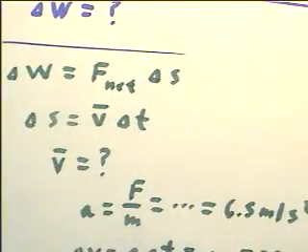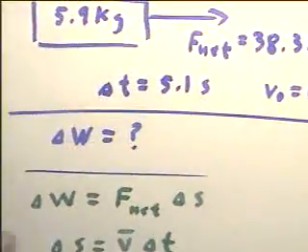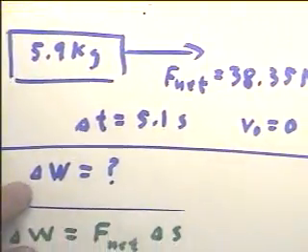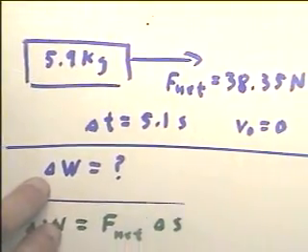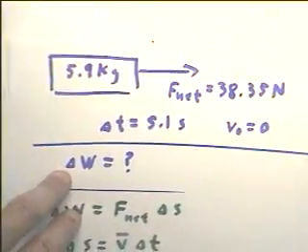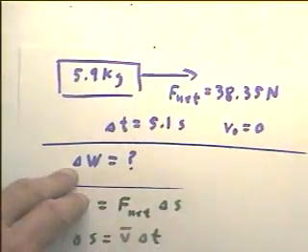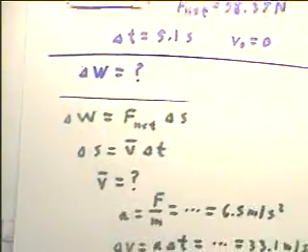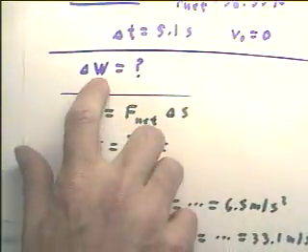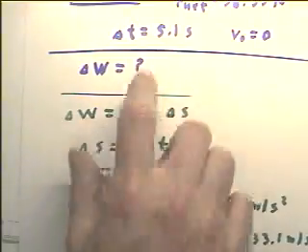Another situation: we have a 5.9 kilogram mass, a net force acting on it of 38.35 newtons, and a time interval of 5.1 seconds. Initial velocity again 0. And we want to calculate the amount of work done on the object during this time interval.